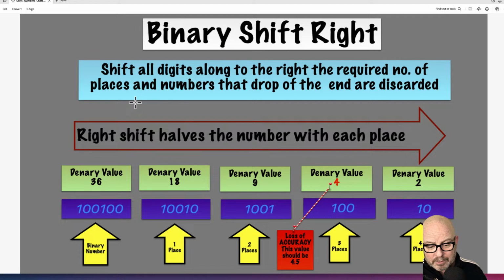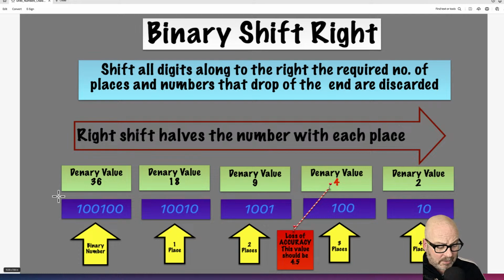Now we're doing a binary shift right, and there's one more thing to bear in mind here. The same principle applies, but you're actually going to lose a number. In a right shift, it's right to divide, and bear in mind we're doing binary here, not denary. So you can't have decimals. You can't have 0.5 or 0.3. It's whole numbers only. So you shift all digits along to the right, the required number of places, and numbers that drop off the end are discarded.